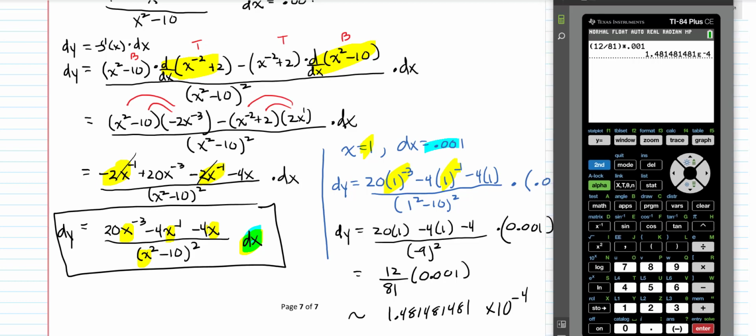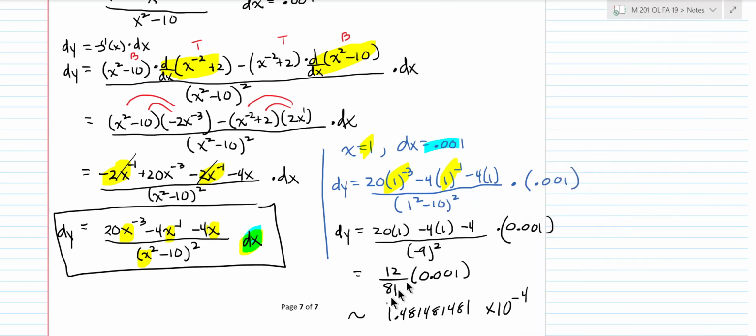Okay, now if you were going to round this off, again, this just means scientific notation. The decimal would go back 1, 2, 3, 4 units. So you would get 0.000148, however you want to round that, and that would be your approximation when x is 1 and dx is 0.001. Okay, so that's how that goes.